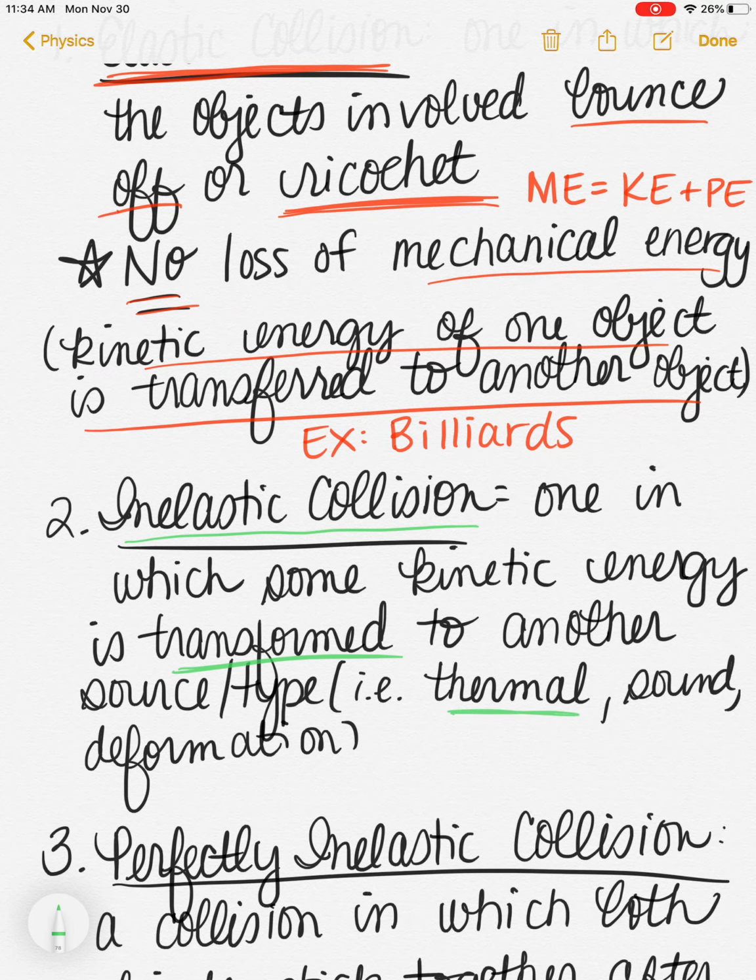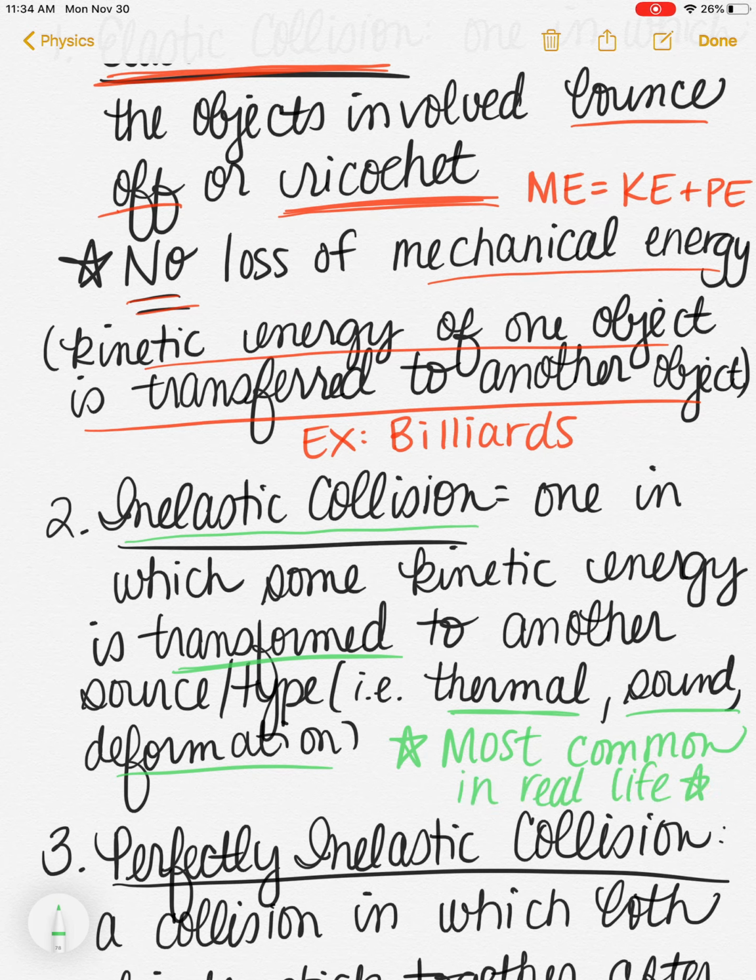So maybe there's heat that's given off, or even light, like some sparks, some friction, some sound, some deformation. So like if two cars collide and one car gets crumpled up, then it is deformed. I do want to tell you that inelastic collisions are actually the most common in real life. Because if you think about it, anytime you have two objects, even billiards, that will collide, there's usually sound or friction involved, so there's a slight loss of energy.